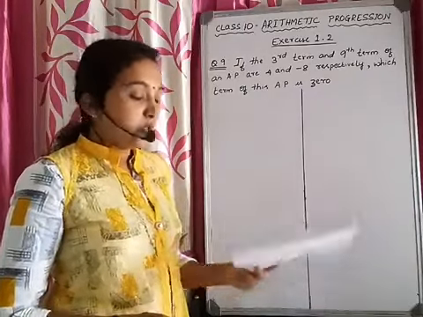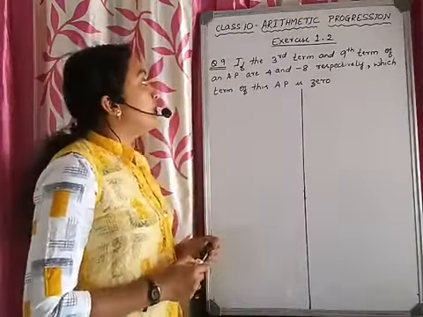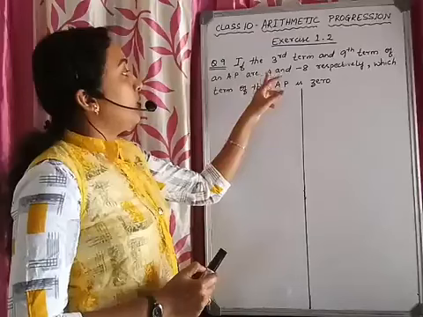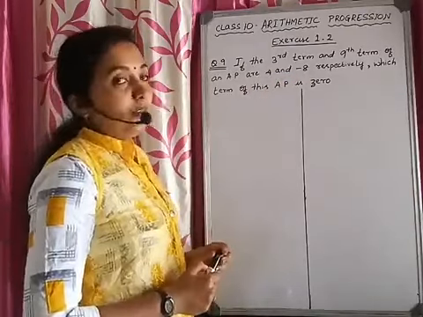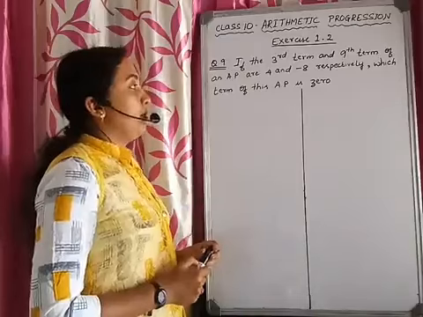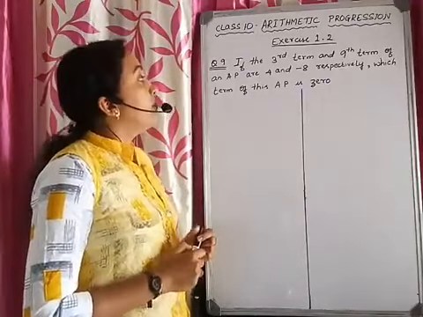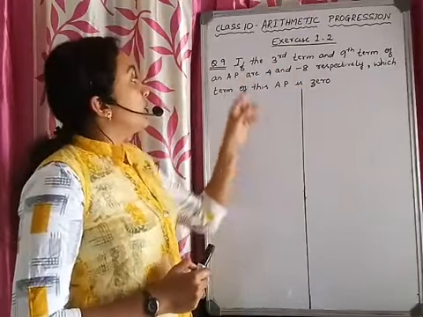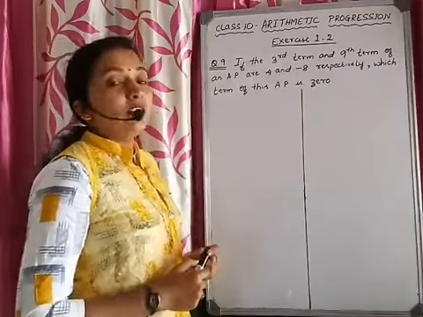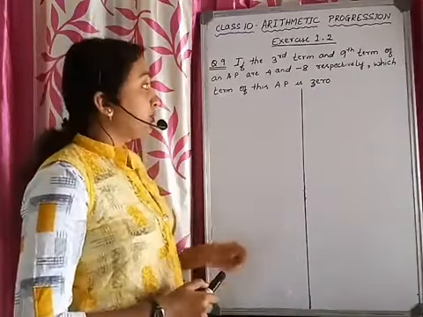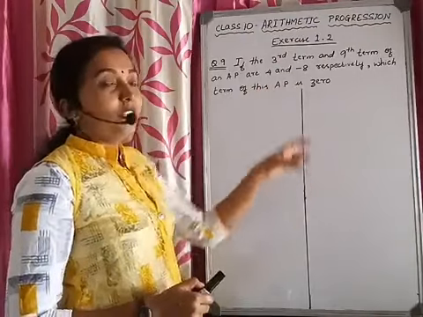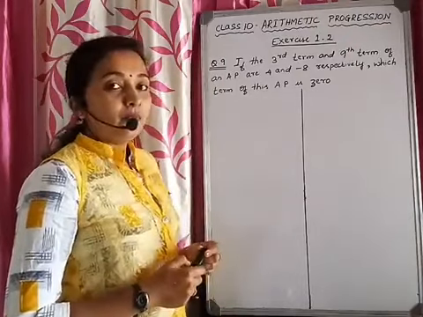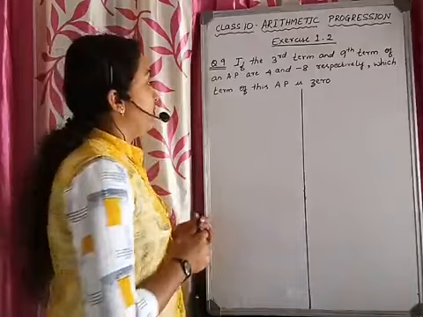Okay children, so let us go for the 9th question. If the third term and 9th term of an AP are 4 and minus 8 respectively, which term of this AP is 0? So here the given is the third term and 9th term of some AP, which are 4 and minus 8 respectively. We have to find which term of this AP will be 0. Okay children? Do you understand this question? Okay, let us go for the solution.